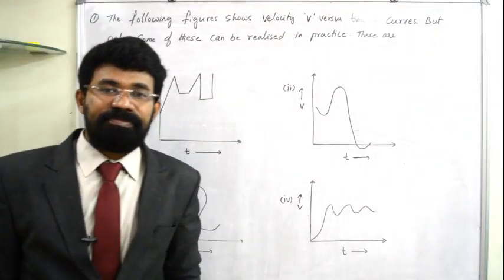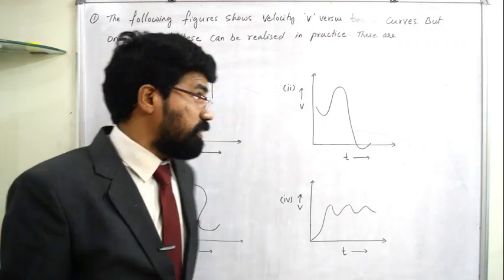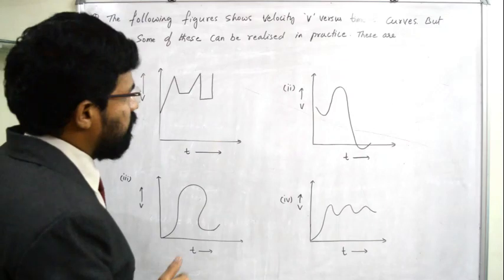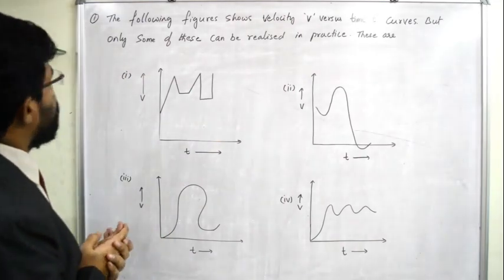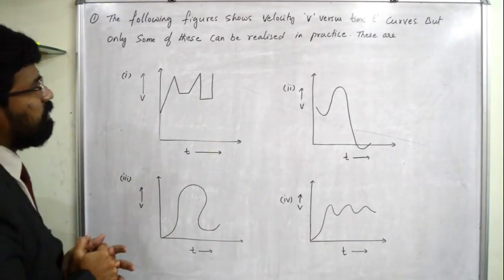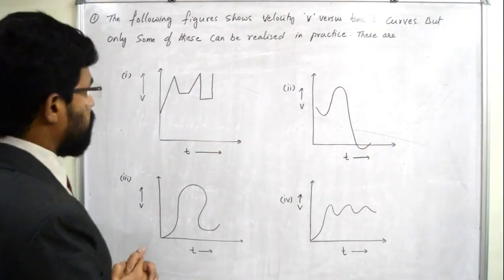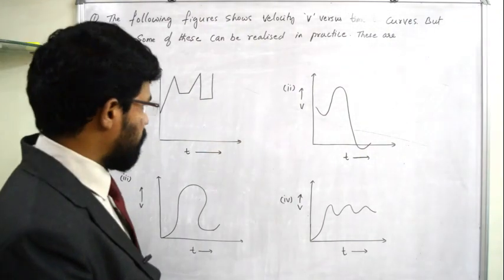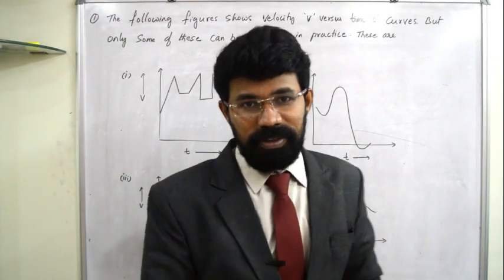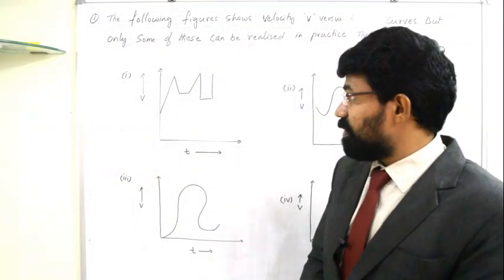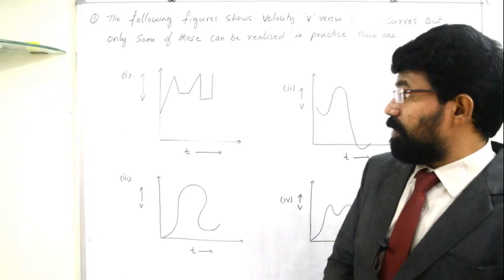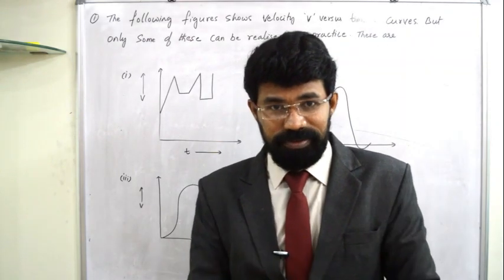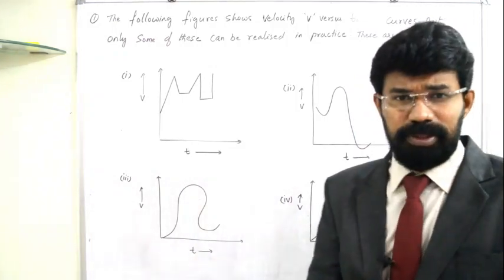Okay. Now let us discuss this first question. This is something connected with the graphs related information. The question is, the following figures show velocity v versus time t curves, but only some of these can be realized in practice. So here 4 graphs are given, all are velocity time graphs only. And what we have to identify? We have to identify those graphs which are practically possible. All the graphs may not be possible, right?